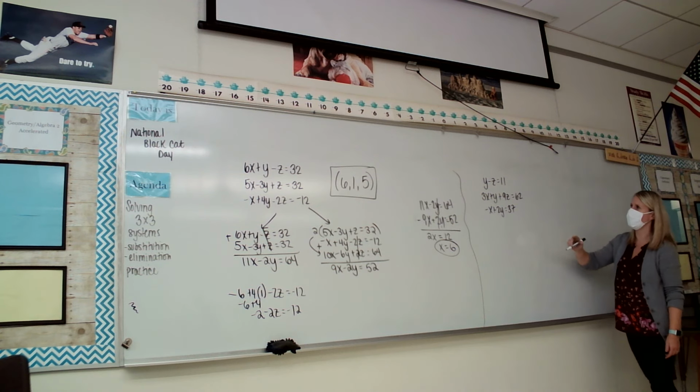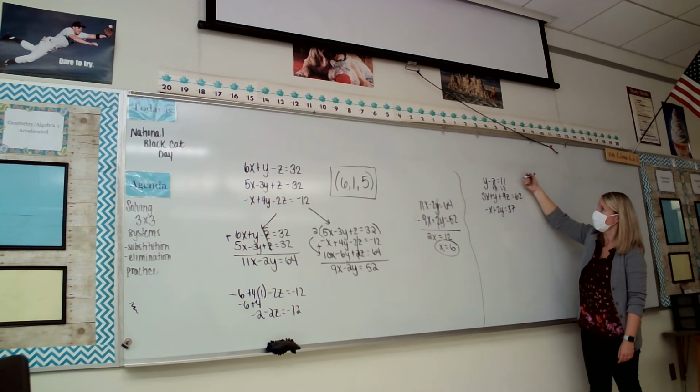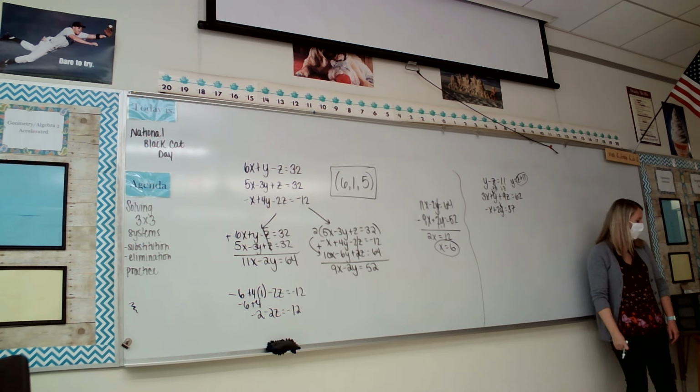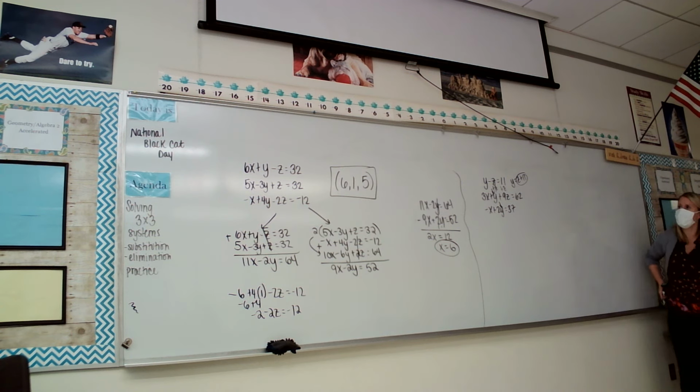I need to isolate a variable, but I can isolate this y pretty easily just by moving the z. So I'm going to rewrite that as y equals z plus 11. And then I'm going to use this to substitute in for y's in my 2 other equations. So if you notice elimination isn't your thing, feel free to use substitution. Just make sure you can isolate a variable pretty easily.